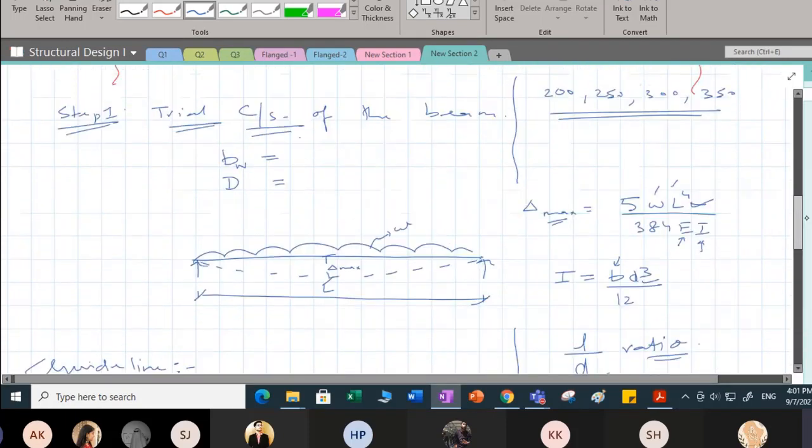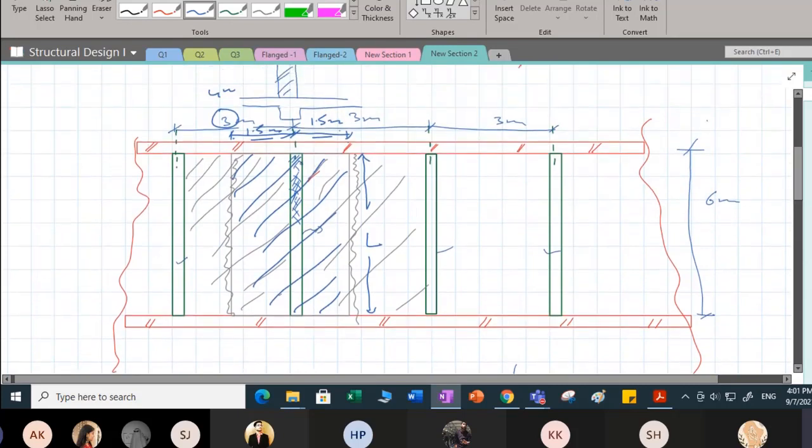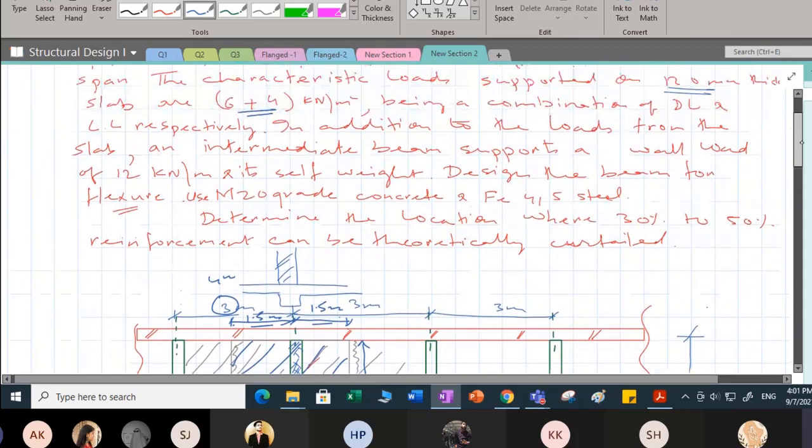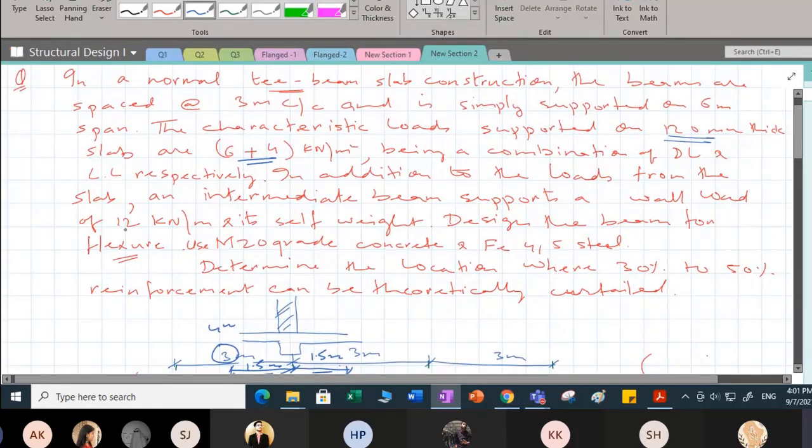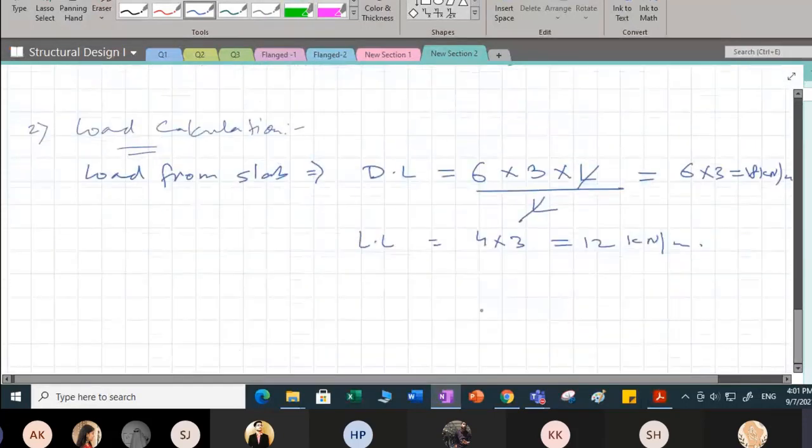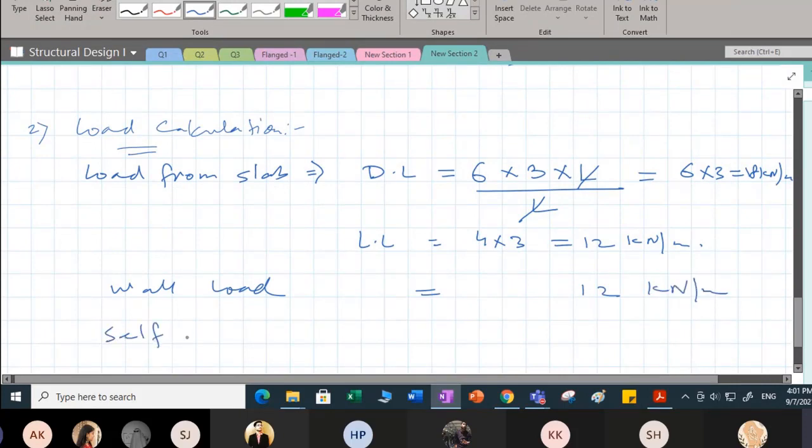Next, in this intermediate beam, apart from this dead load and live load, you have an additional load of how much? If you see, 12 kilonewton per meter. So it is going to support 12 kilonewton per meter load and its self weight. First is the wall load, which is again 12 kilonewton per meter. Next is the self weight of the beam.